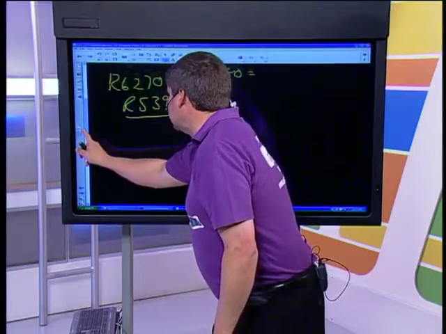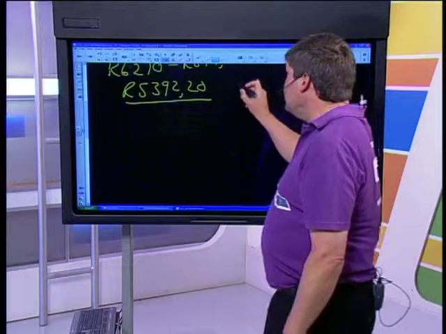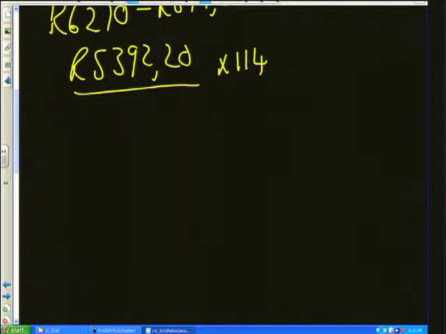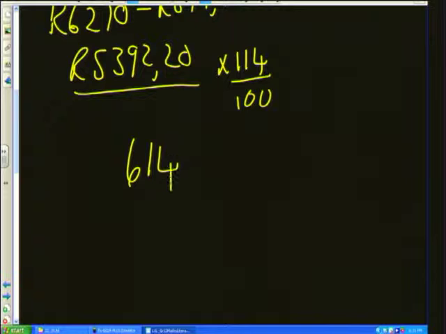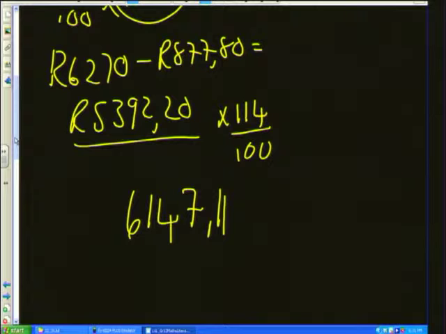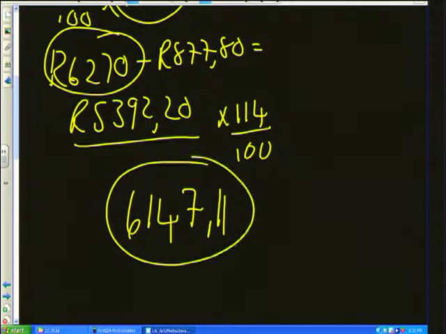If I take this amount of 739220 and I multiply it by 114 over 100, let's see what actually happens now. Okay, there's our amount. We multiply by 114 over 100, and we get an amount of 6,147 and 11 cents. Now, guys, our TV didn't cost that. Okay, we said our TV cost 6,270 with the VAT, and so something went horrendously wrong here.